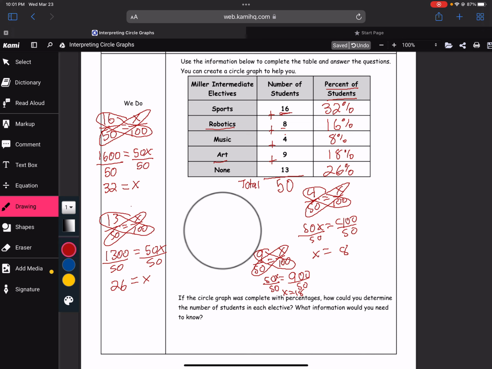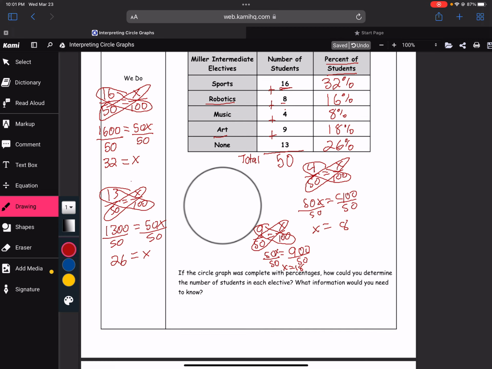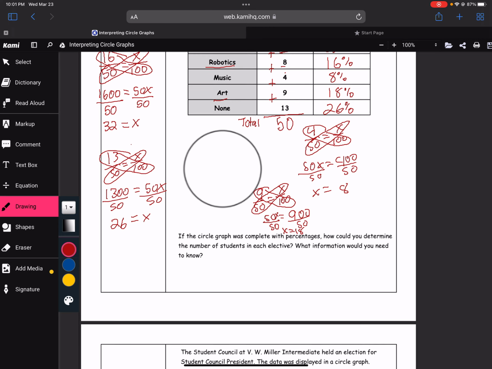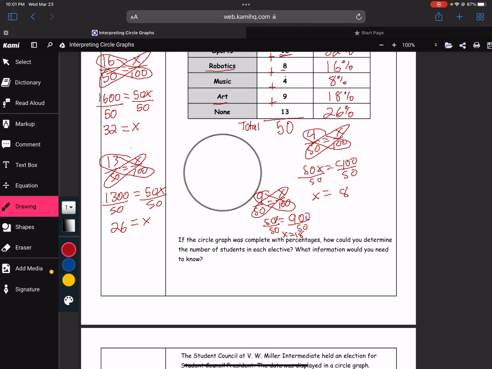So now that we have completed the table, let's look at what the question is asking us. If the circle graph was complete with percentages, how could you determine the number of students in each elective? What information would you need to know? The information that we would need to know is the amount of students.